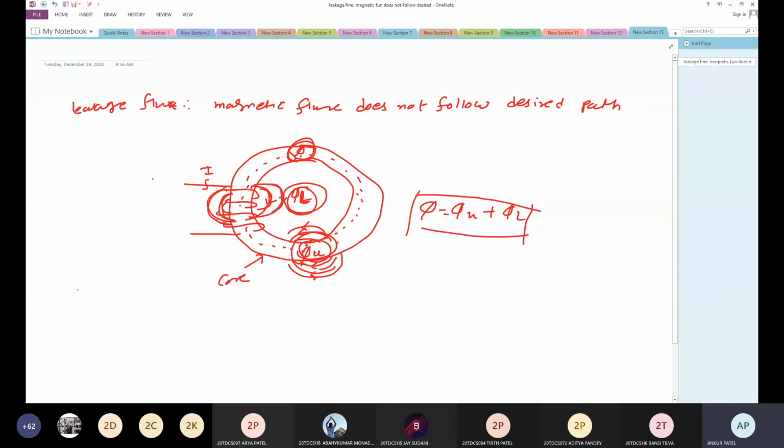Now, due to leakage flux, we have the leakage coefficient. The leakage coefficient is denoted by lambda. It is the ratio of total flux to the useful flux.